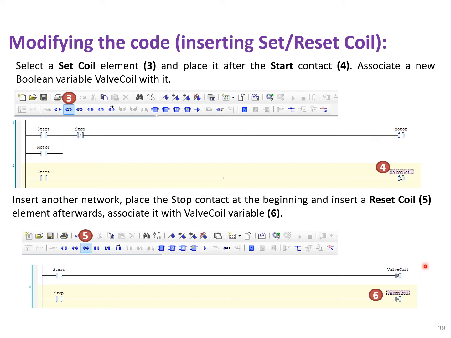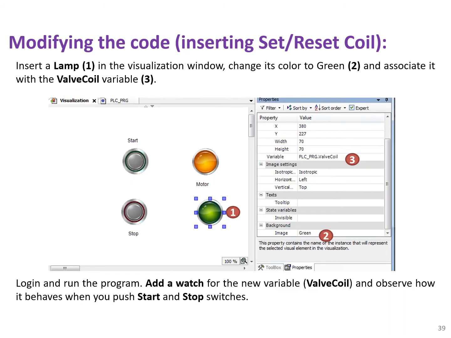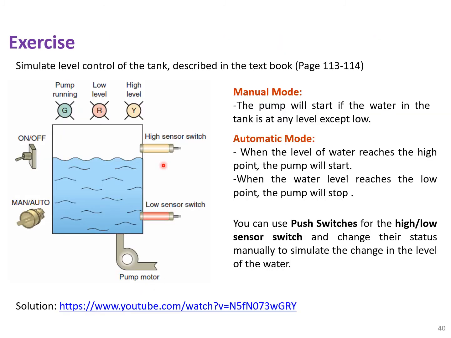Do the visualization and see the effect of pressing start and stop on the valve coil. Add a new lamp associated with the valve coil, and see the effect of pressing the start and stop buttons on the motor and the valve coil, and see the equivalency between these two networks. Here we have an exercise for practice.